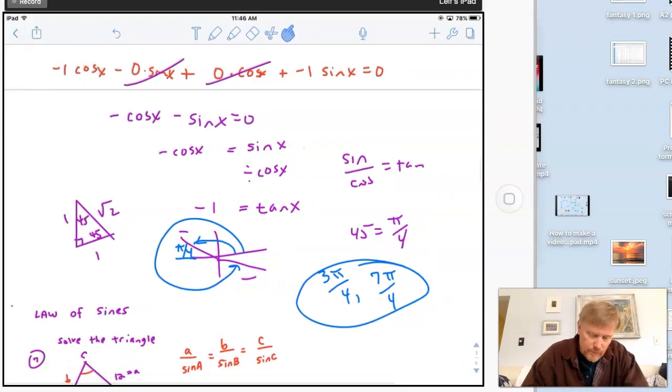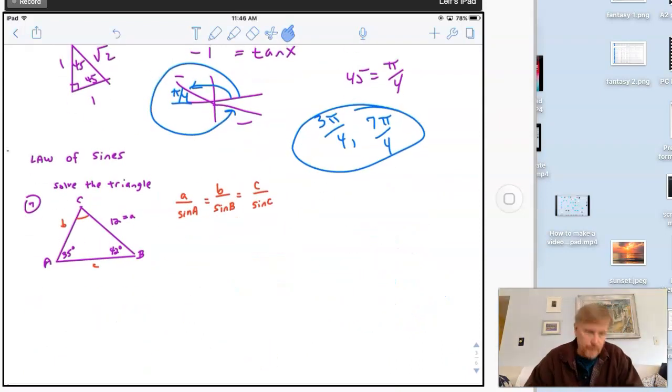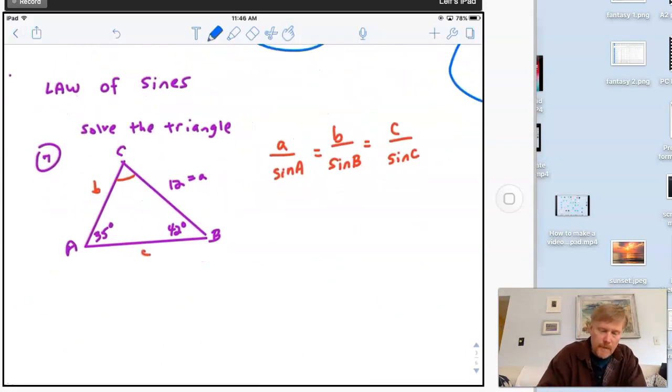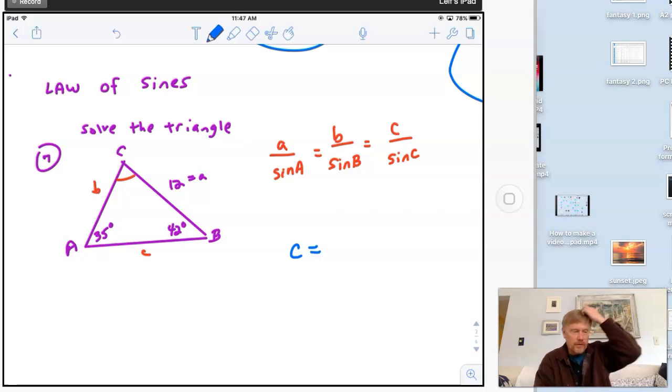Okay, so next, law of sines. Here's some new stuff. Solve the triangle. With this one, I'm putting the sides on the top here. Solve the triangle means they want all the sides and all the angles. The easiest thing to do first is to find the missing angle. Remember that a triangle adds up to 180. So if I take the two angles, the 35 plus 42, add them together and subtract from 180, you can find the missing angle. And if I do that, I find quickly that angle C is 103 degrees.